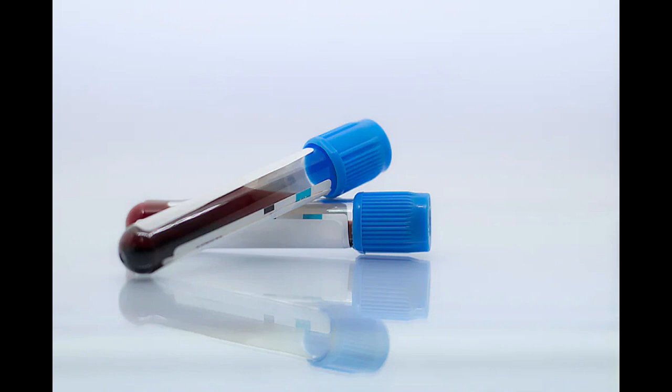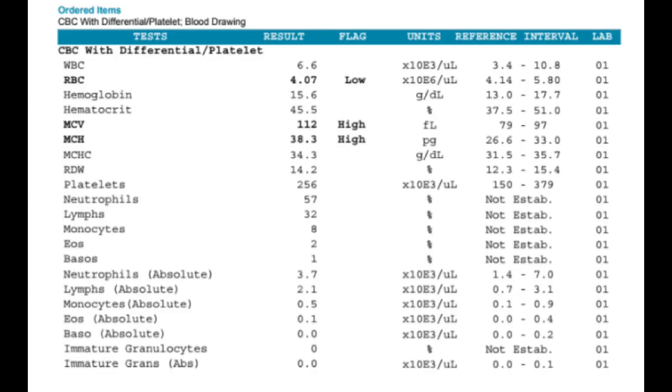Okay, so a CBC or FBC, as it is known, is a test that is done by taking some blood and running it through a machine. This machine is going to take a look at all the stuff that's inside the blood, all the cells, and give us these numbers that you can see in front of you. I'm going to go through these numbers and explain what these things are so that you can understand what this test is and what it is looking at.